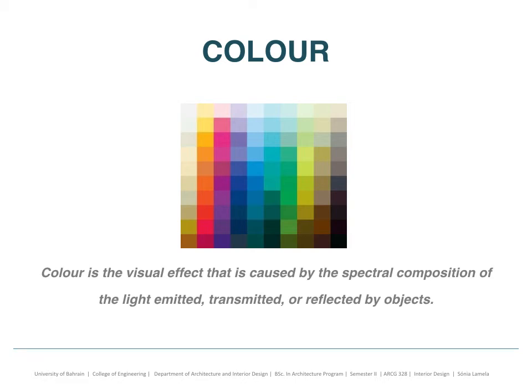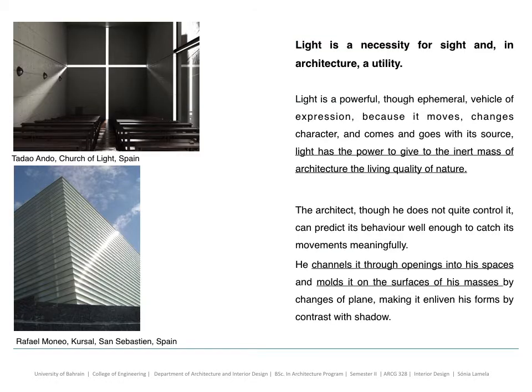Hello, we are going to talk about the color in architecture and interior design. This is a very important aspect. Color is the visual effect that is caused by the spectral composition of light emitted, transmitted, or reflected by objects. So we know that without light, we won't be able to see the colors. So light is a necessity for the site, and for us as architects, it's actually a utility. It's something that we use every day.